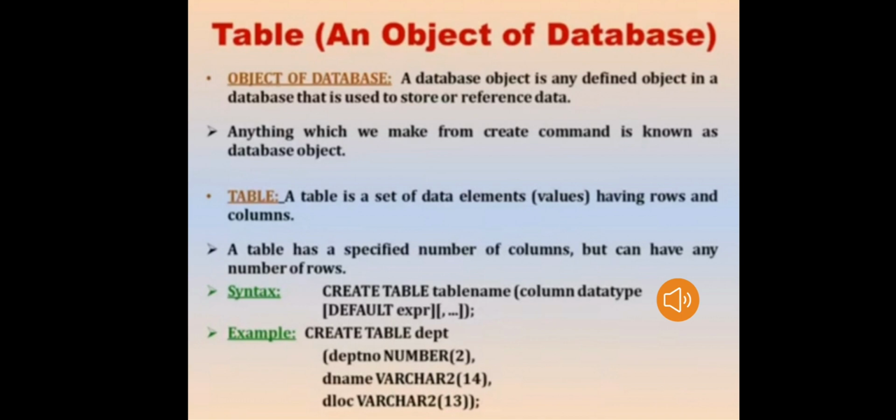Next is table. A table is a set of data element values having rows and columns. As we have studied in earlier classes, a table has a specified number of columns but can have any number of rows.